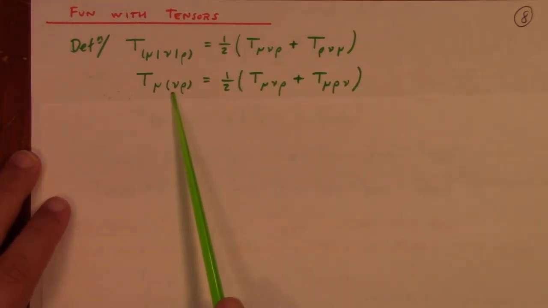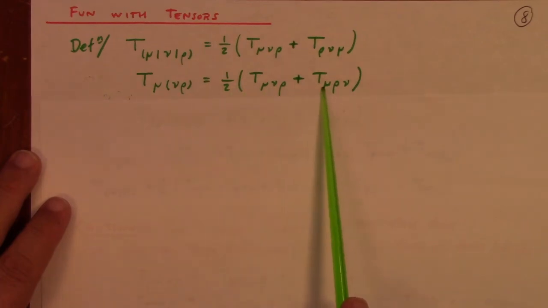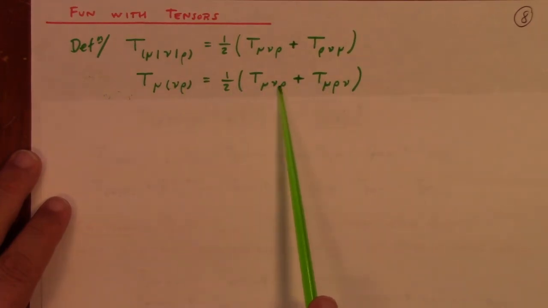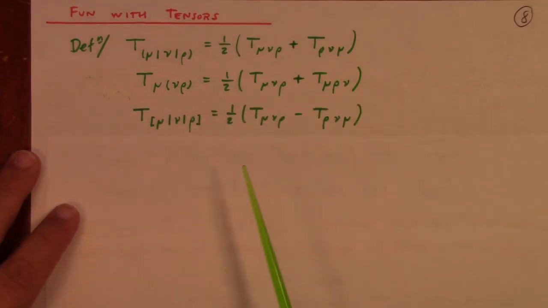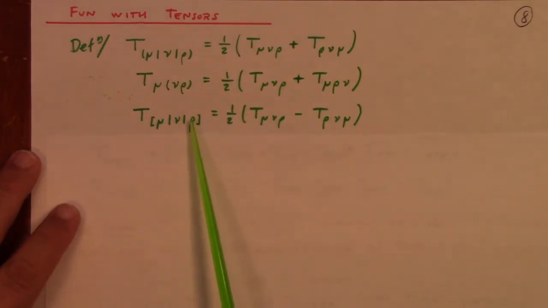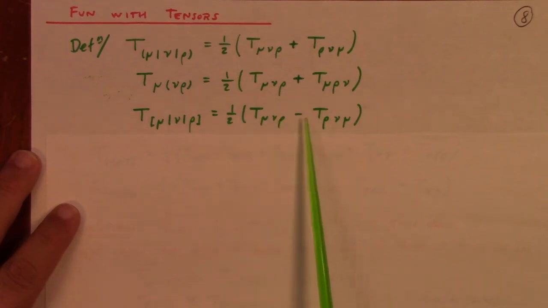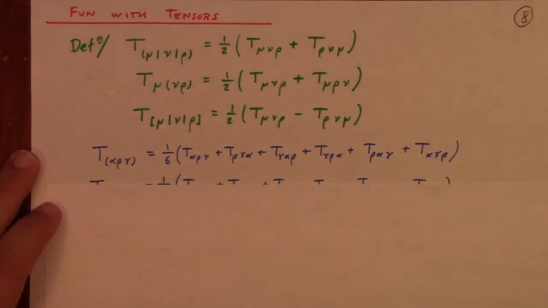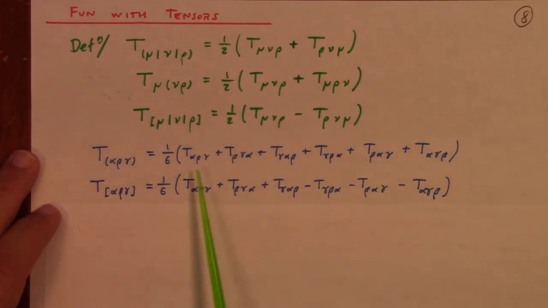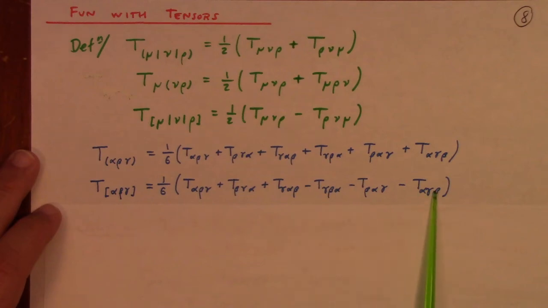If you were symmetrizing in nu and rho, the mu would stay put, and you do nu rho, rho nu, with the half out front. If you were anti-symmetrizing in mu and rho, the nu stays put, and you put a minus. You get the idea. Here's what it looks like for the symmetrization of three indices, and the anti-symmetrization of three indices.